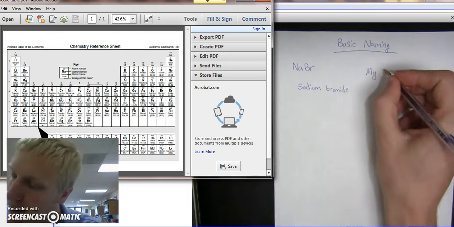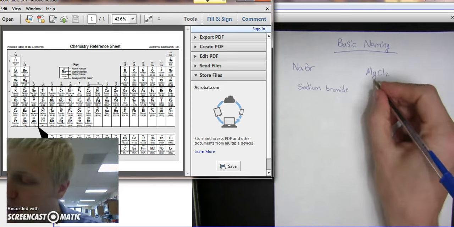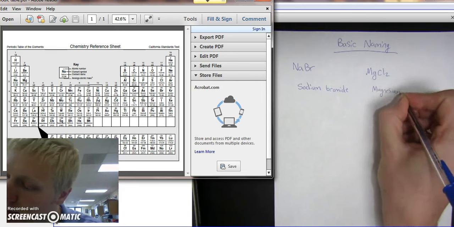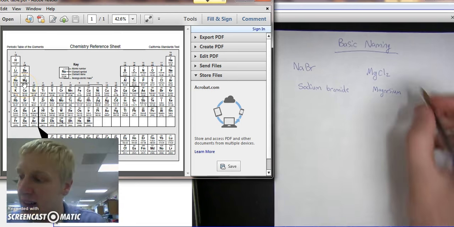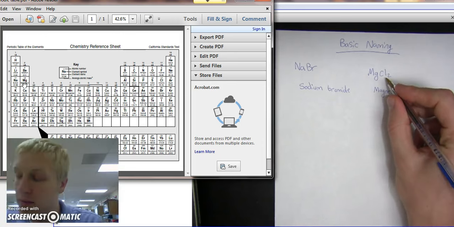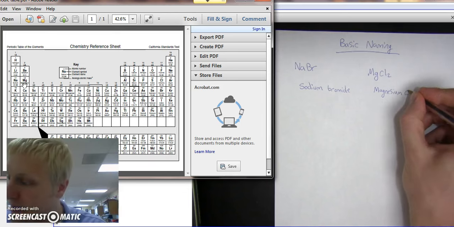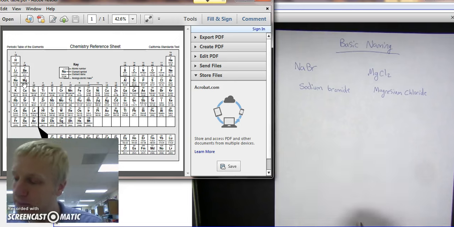If we have MgCl2, what we do is write down the name of the first element, magnesium, and if we're not sure what the name of that is, we go to our periodic table and look for Mg. Just starting out, it might take a little while, but you'll eventually find it, and Mg is called magnesium. Then Cl stands for chlorine, so we change the ending of the second element to IDE. So it would be magnesium chloride.